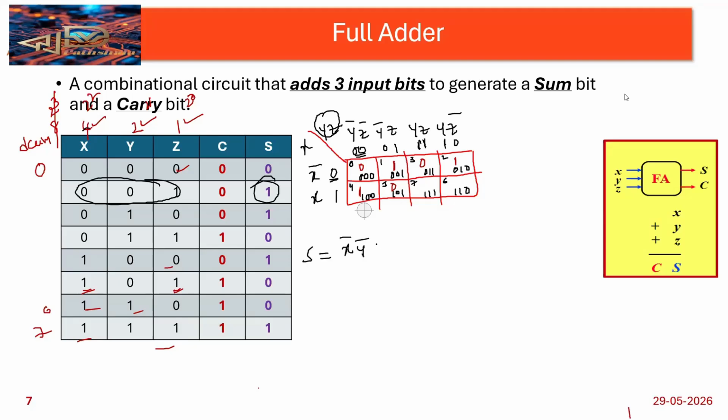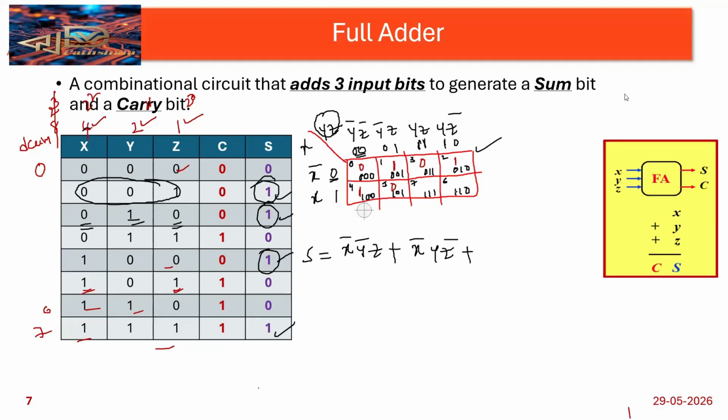X bar y bar z plus, okay, here I got the 1, and that means 0 1 0. 0 1 0 means x bar y z bar. In this way I will write that. So this way you understand, means no need to calculate the K-map. If you don't know how to write these ones and then the equation, then go for the K-map. That would be easy.